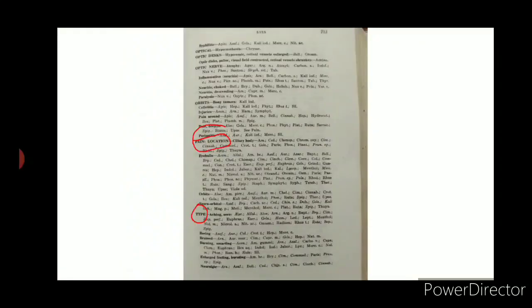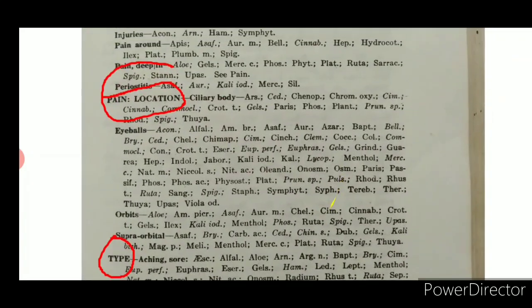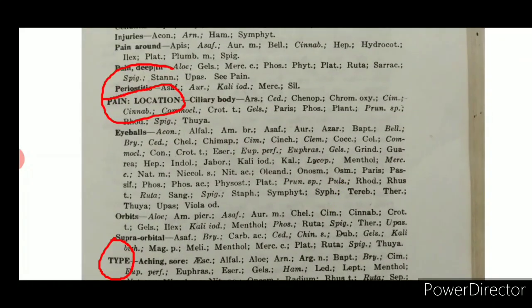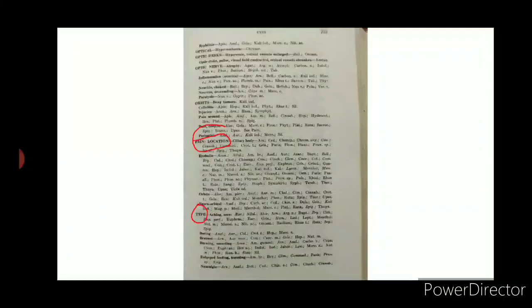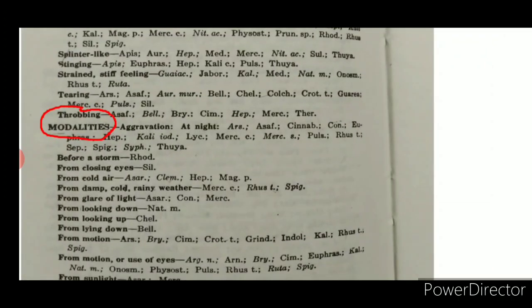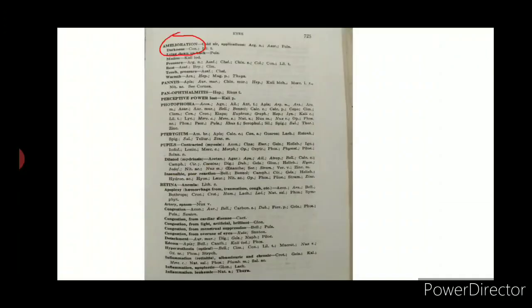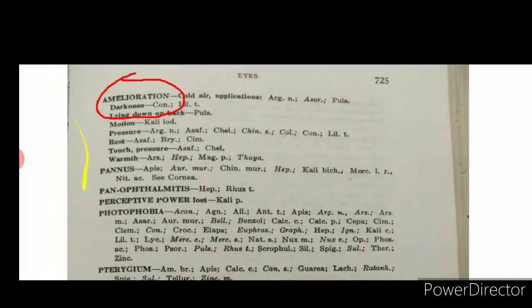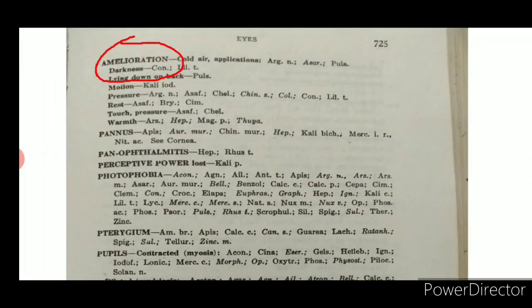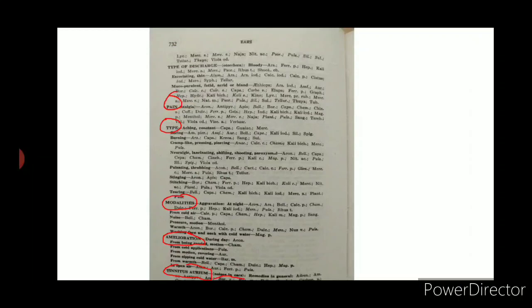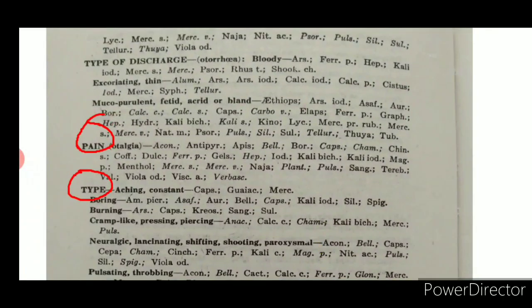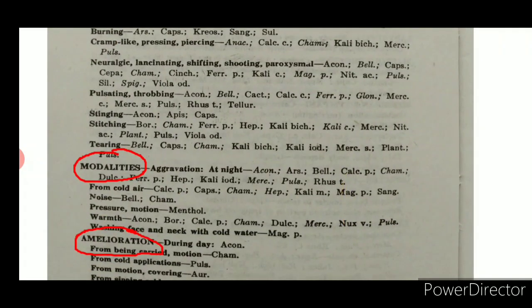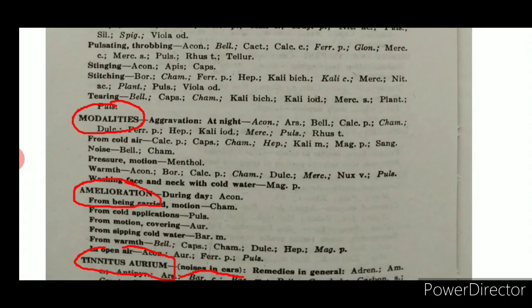Again we are going to see the rubric of pain under the chapter eye. So we have the location of pain, where you have eyeball, orbits, then you have type of pain. There are modalities, where you have aggravation first, and here the amelioration. Same in the ear chapter, when we look for the pain or otalgia rubric, you have a type, modalities, where we have aggravation and amelioration.